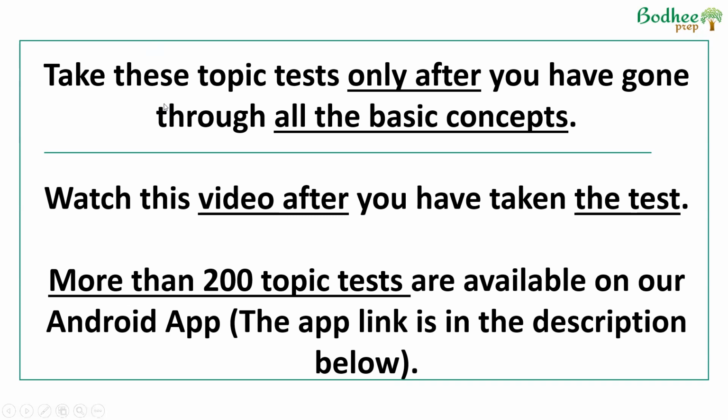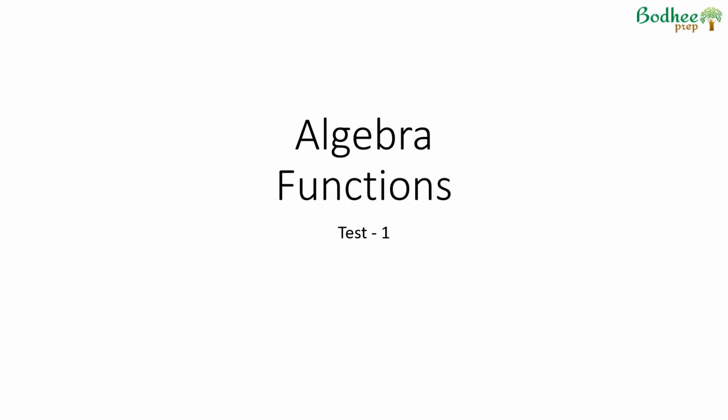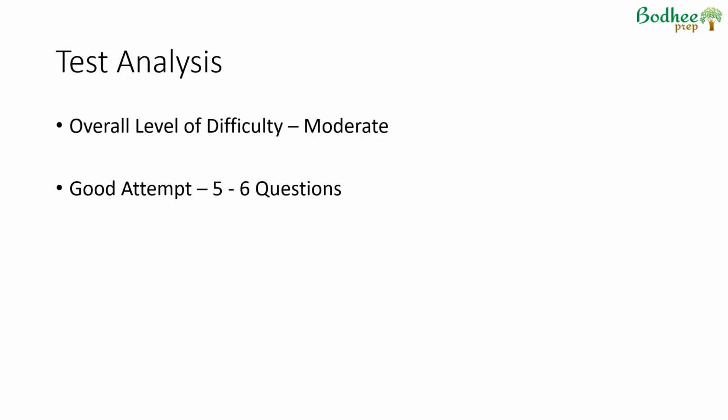This video is on the topic functions, and this is the first test on functions on the app. Overall, I think the test was a moderate level of difficulty and 5 to 6 questions net correct would be a good attempt. You will get 90 to 95 percentile plus if you get 5 to 6 questions net correct after reducing the negative marks. And the ideal time for this attempt would be about 25 odd minutes because there were some questions where calculation is involved that kind of increases my attempt time for this test.